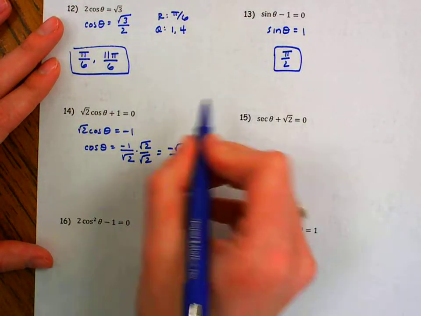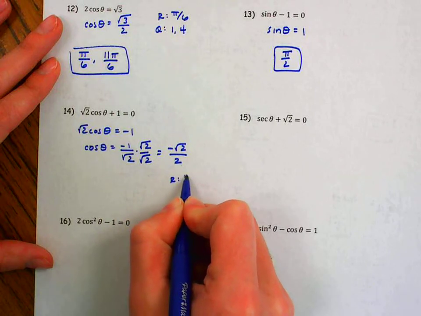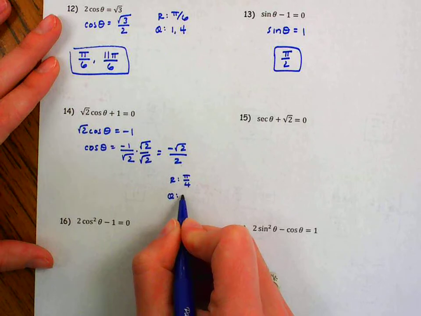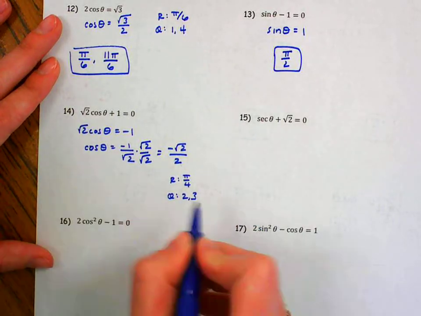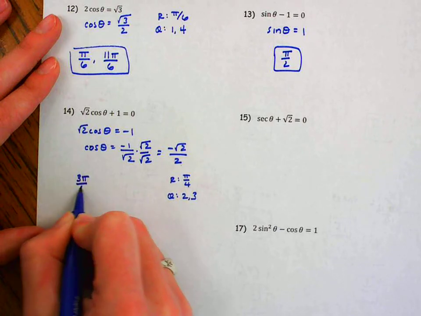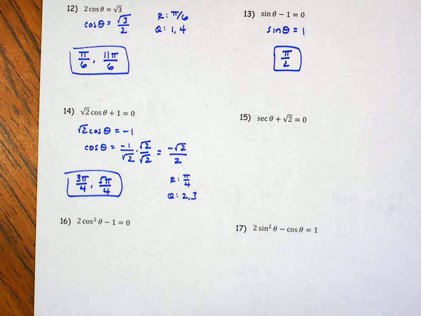Cosine has a value of root 2 over 2 at a reference angle of pi over 4. Now we're looking at quadrants. Cosine is negative in the second and third quadrant. So that's the one less and the one more quadrant. So 1 less than 4 is 3. 1 more than 4 is 5.